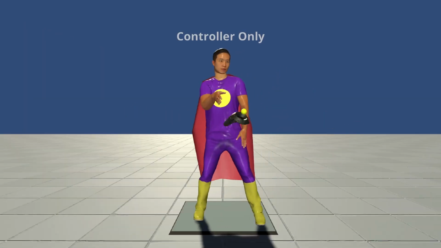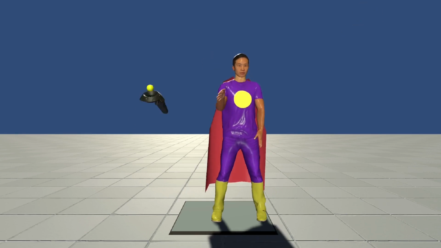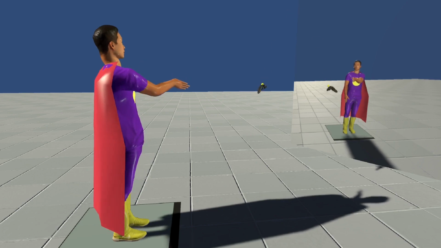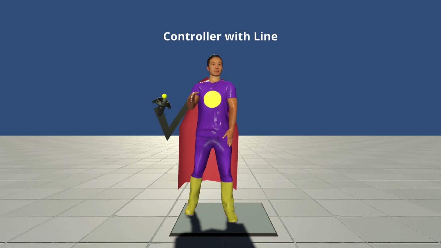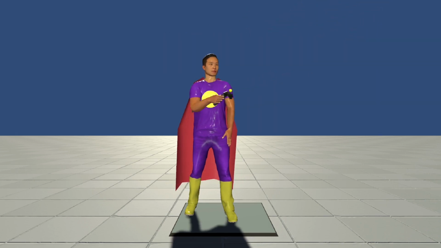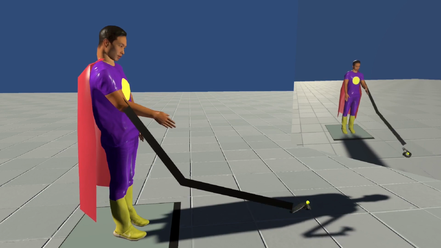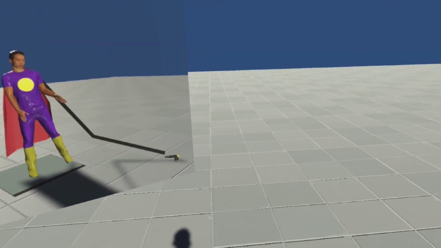Controller only is a baseline for the detachable arms representation, and corresponds to the original go-go representation. The avatar's arm appears as normal, and only the controller flies off into the distance. Controller with line is a baseline for the elastic arms representation. The controller flies off into the distance, and a thick line is drawn between the shoulder and the controller.